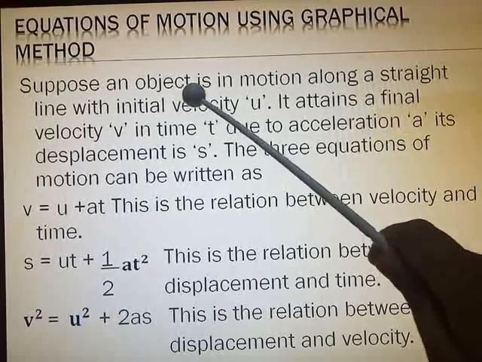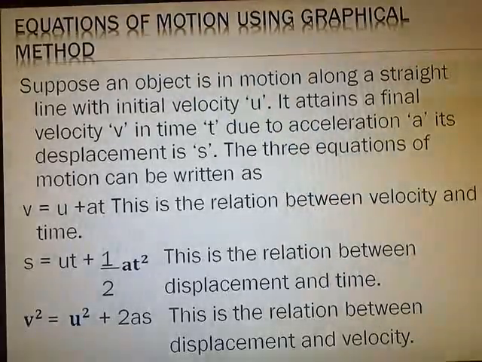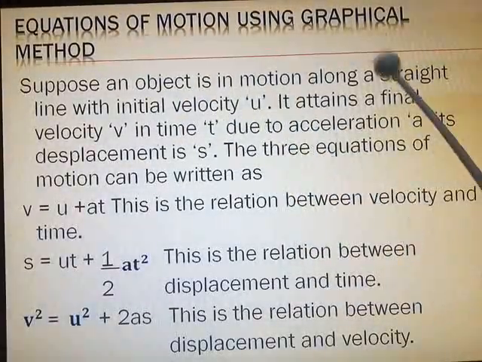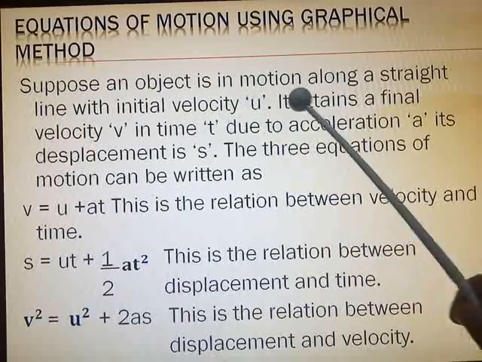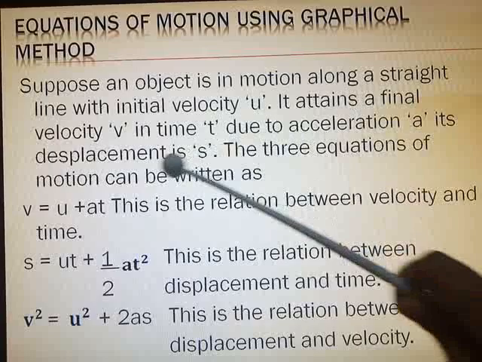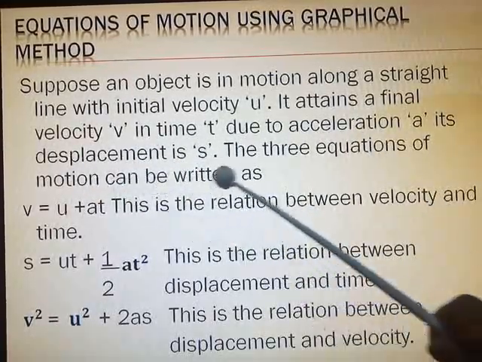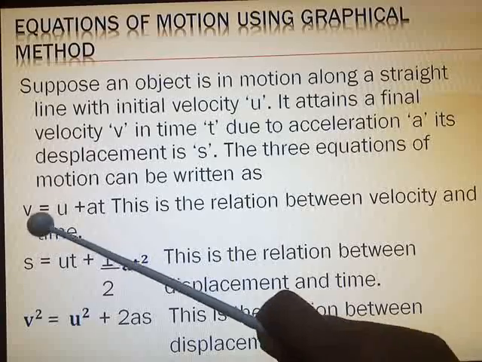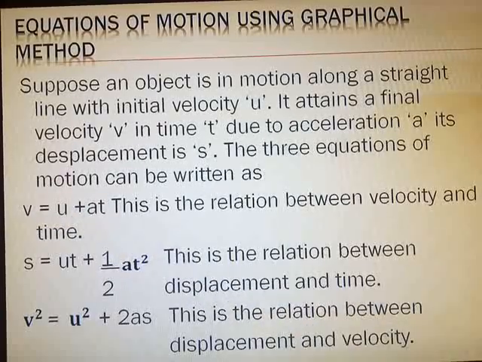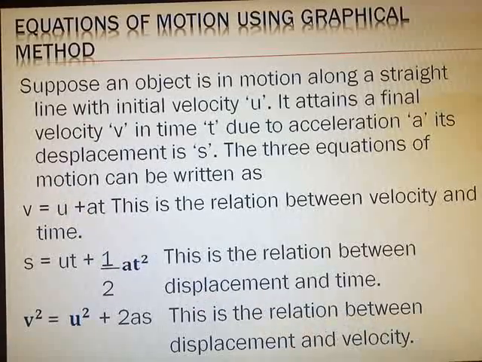Here we are assuming an object is in motion because we are deriving the equations of motion with initial velocity u. After a particular time t, it attains a final velocity v, and due to the acceleration a, its displacement is s. The three equations of motion can be written as: first equation is v equals u plus at. This is the relation between velocity and time.